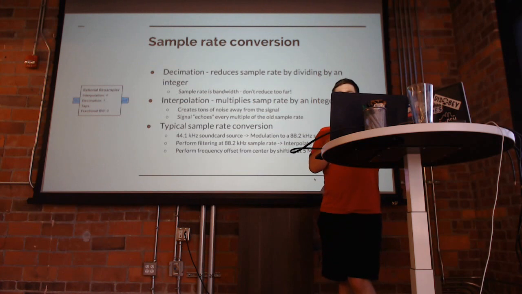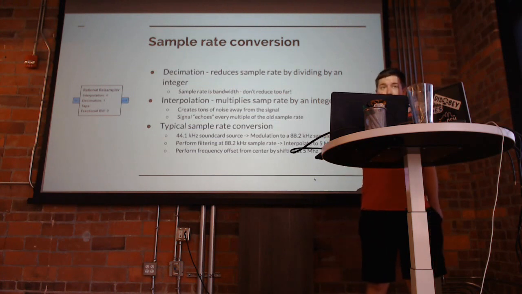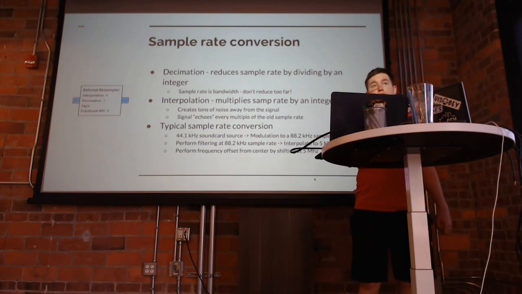You might have a 44.1 kilohertz sound card with a microphone in it. Say you just want to transmit. Then after doing your frequency modulation, it'll come out at double that sample rate. You'll do your filtering at that sample rate. And then the last step is cranking it all the way up to 5 megahertz to feed it into your software-defined radio.